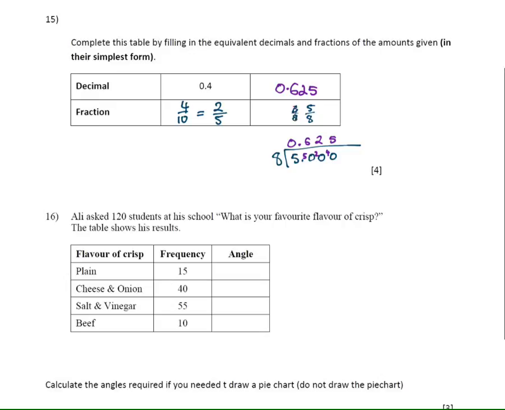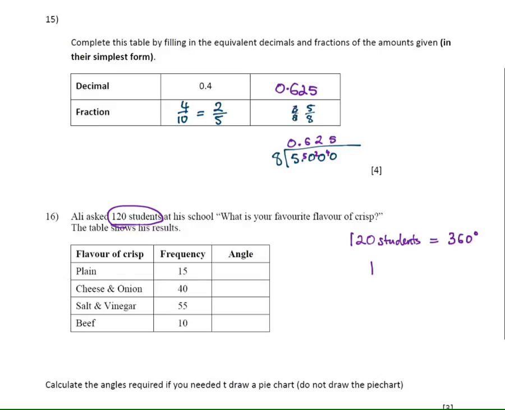Okay, question 16 was a pie chart question. I think about half of us got this right. I guess the key information here, and this is what I showed you when we were learning this, is it's good to find out what angle one student represents. We know that 120 students represents the whole circle, the whole pie chart, so 360 degrees.